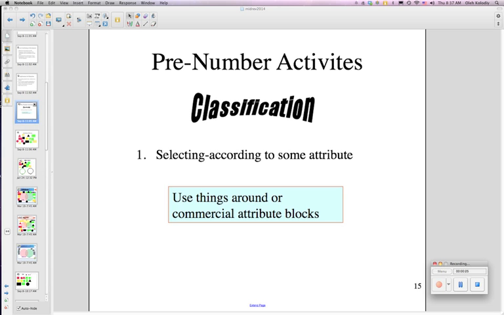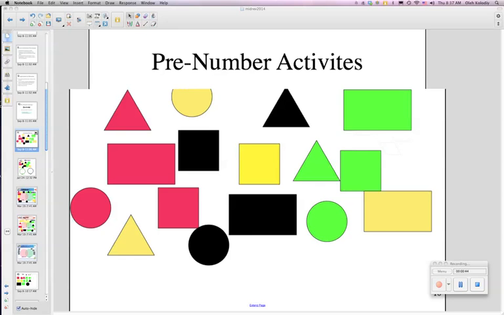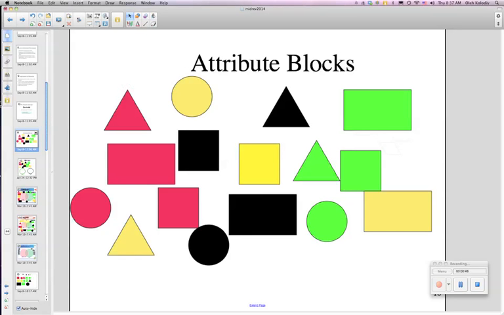Pre-number activities will involve, first of all, classification. In other words, selecting objects according to some attributes and classifying them. In other words, making piles. Now you can use things around the house, the class, or you can use commercial attribute blocks, and the attribute blocks look like this. They have different colors. Some of them are circular, some of them are triangular, some of them are square, some of them are rectangle. They also may have different sizes, different thicknesses.